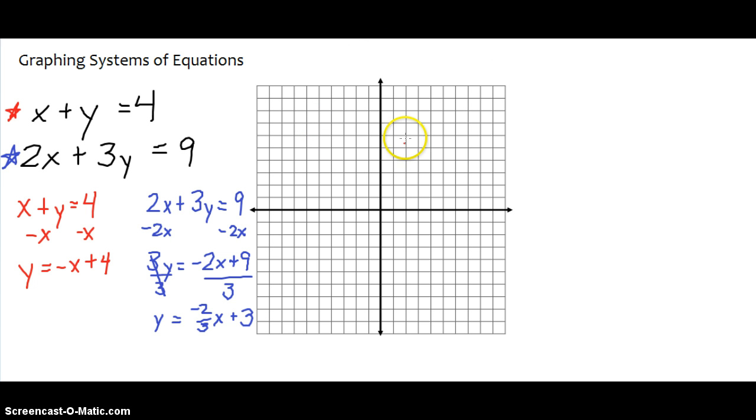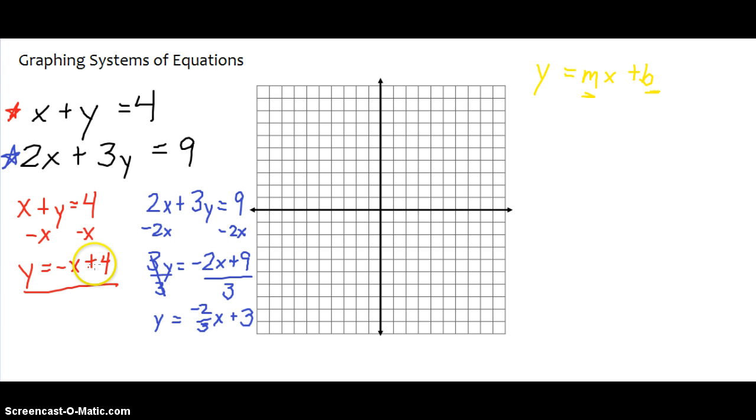Now, before we had learned to plot points to graph these lines, but let's take a look at a different sort of trick once we have these solved for y. Remember the equation y equals mx plus b, where m is your slope and b is your y-intercept. Well, now each of these equations has those two properties associated with it because we put them each in y equals mx plus b form.